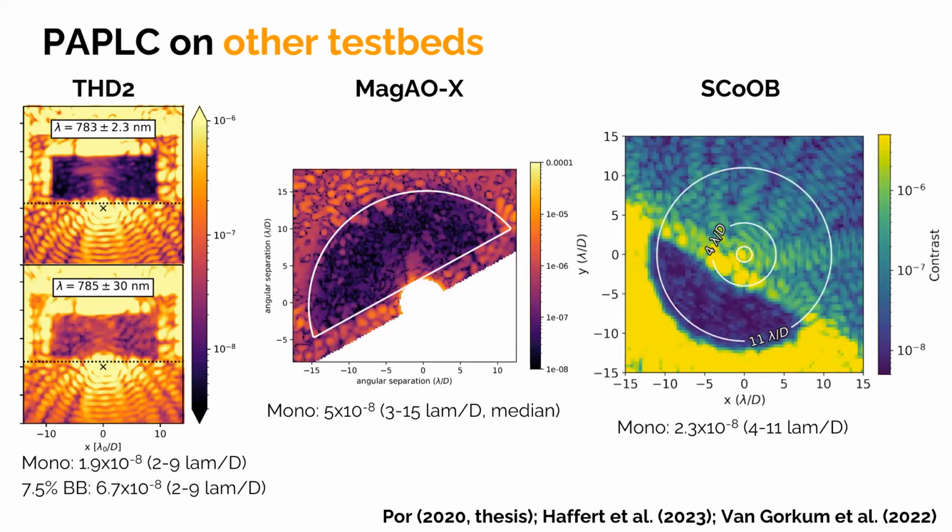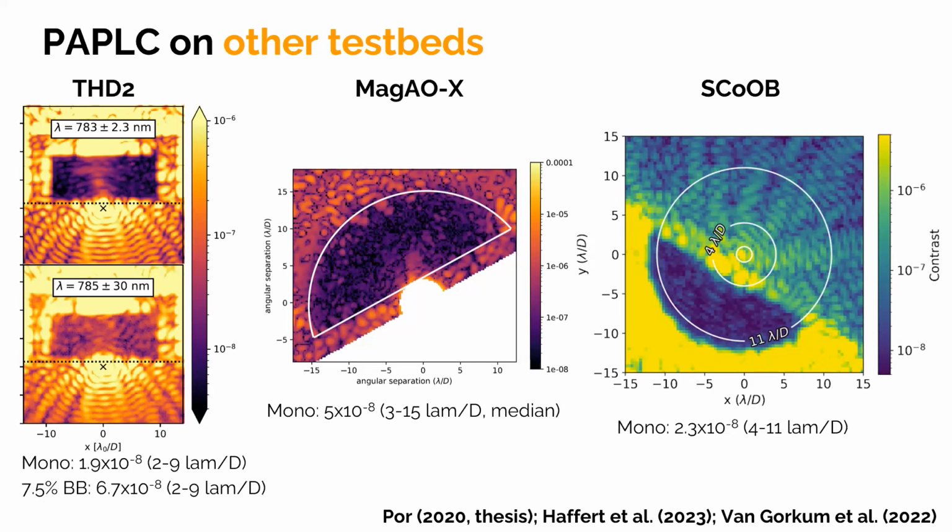The PAPLC, because it's such a simple coronagraph, right? You just need an apodizer, you just need a knife edge, which is easy to get, has been explored by other testbeds as well, showing very, very similar performance. So we had performance at the THT2 in Paris Observatory, where we showed basically 2 × 10⁻⁸ performance as well, from 2 to 9 lambda/d.